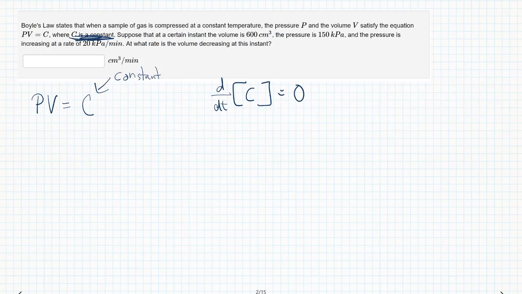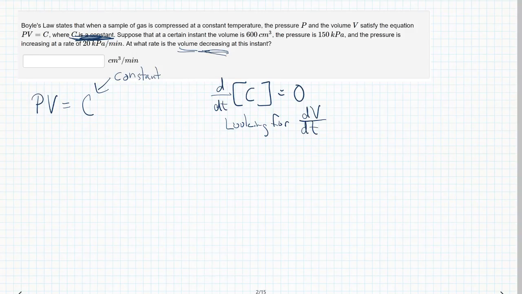So the other information that it's given, what else do we have? At a certain instant, the volume is 600 cubic centimeters. The pressure is 150 kilopascals. Okay. So our given is, all of those scenarios are when we're looking for a certain piece of information. In this case, if you notice, the volume decreasing. So that means dV is the volume decreasing.